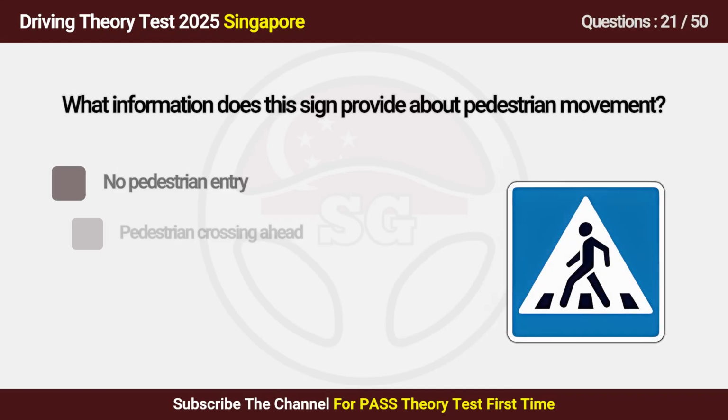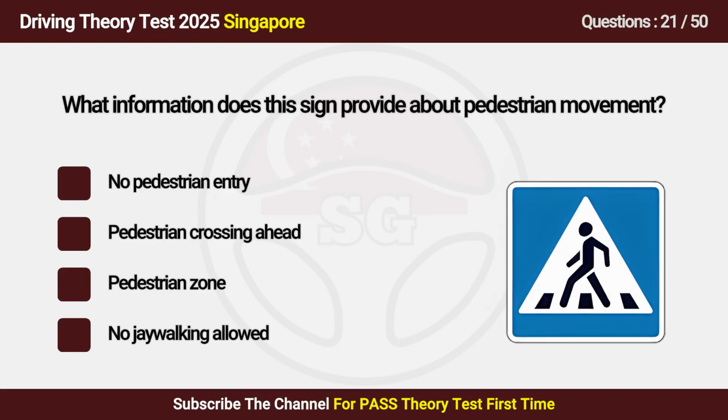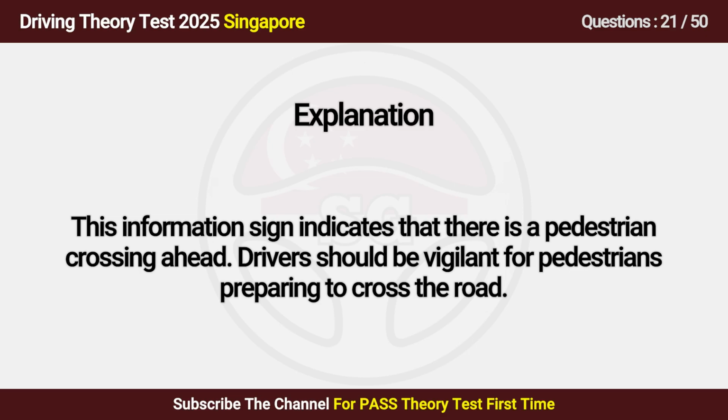Question 21. What information does this sign provide about pedestrian movement? A. No pedestrian entry. B. Pedestrian crossing ahead. C. Pedestrian zone. D. No jaywalking allowed. Answers is B. Pedestrian crossing ahead. This information sign indicates that there is a pedestrian crossing ahead. Drivers should be vigilant for pedestrians preparing to cross the road.